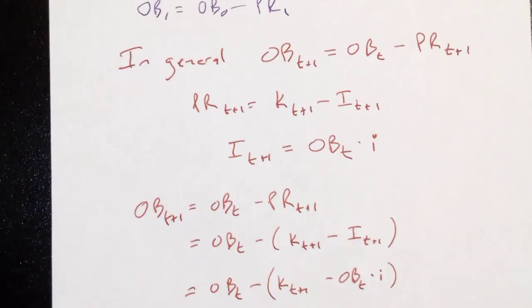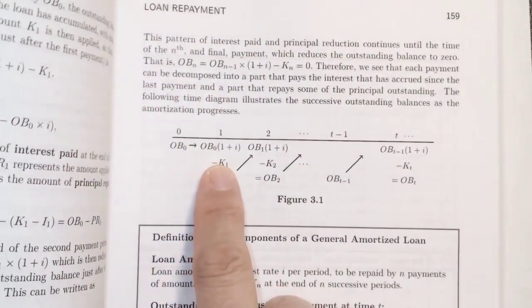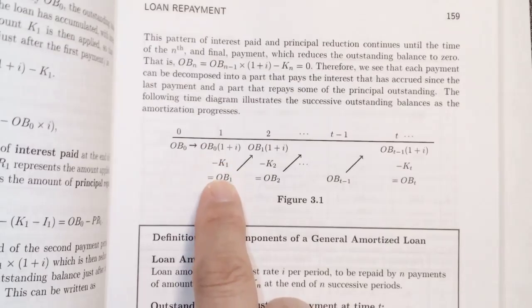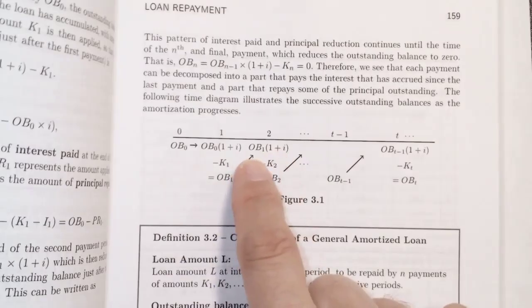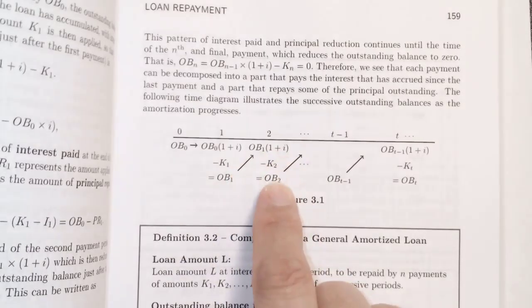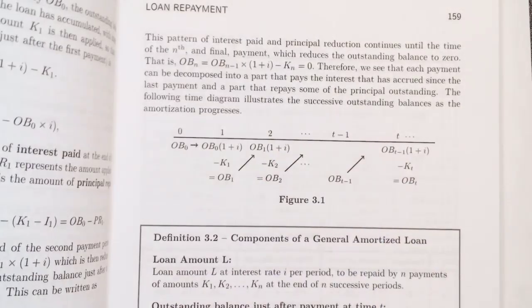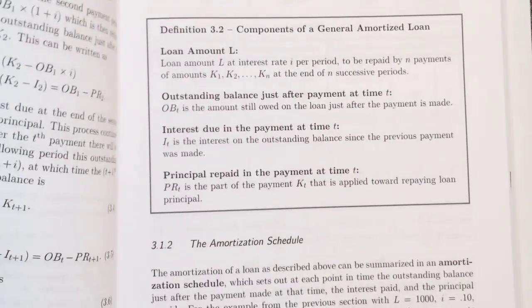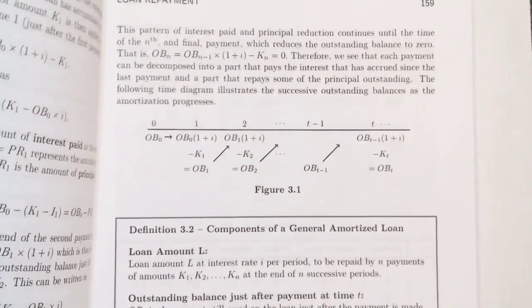On page 159, we have a time diagram. We add on the interest, subtract the payment, that gives me the outstanding balance. Move to the next column, add on the interest, subtract the payment, gives me the outstanding balance, and we keep going until we've finished. All of these terms are defined in this box. But that's our time diagram.